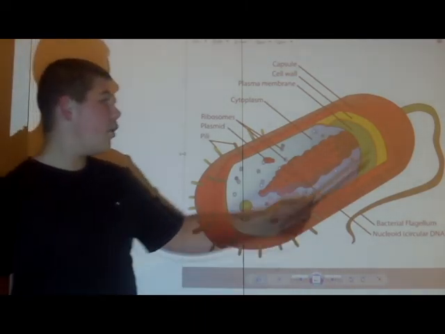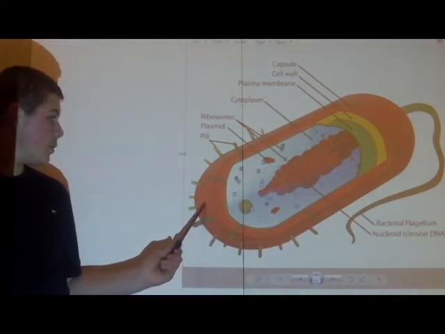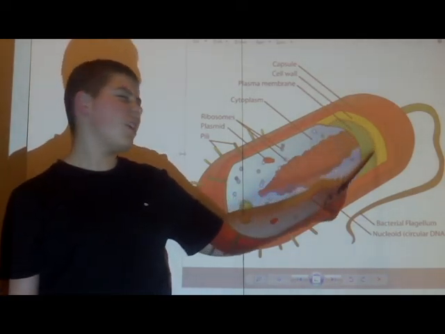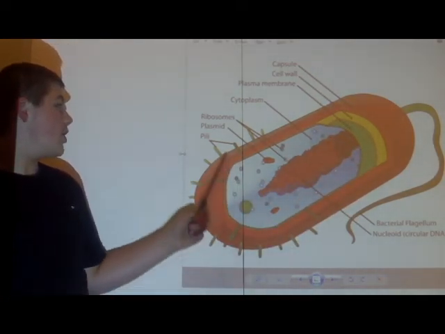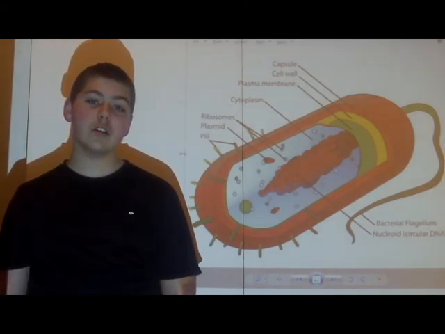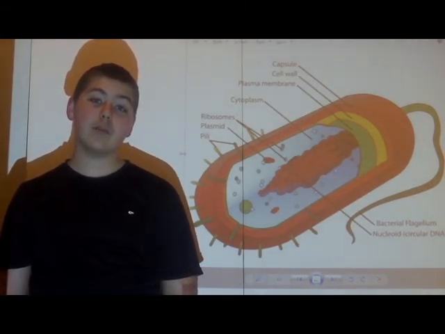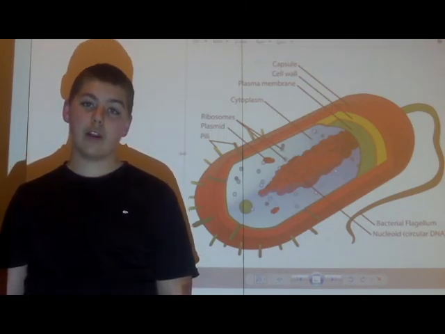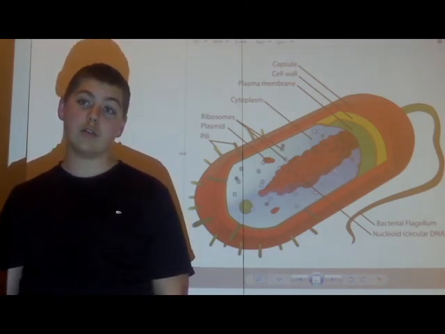Now, on the very outer shell is a capsule. Very similar to a cell wall, only like an additional cell wall. Off the capsule are these pili, little hair-like structures. These hair-like structures are the easiest way to identify a prokaryote cell from the eukaryote cells on the outside.